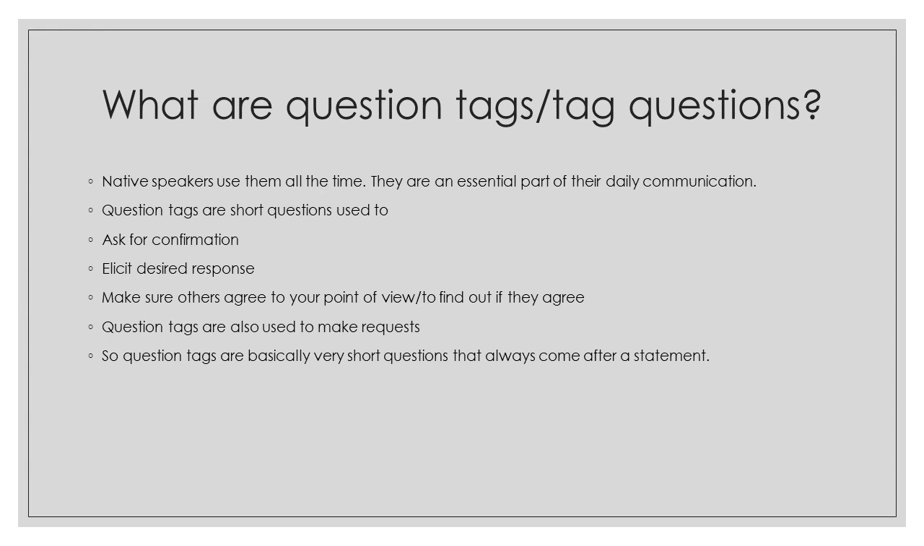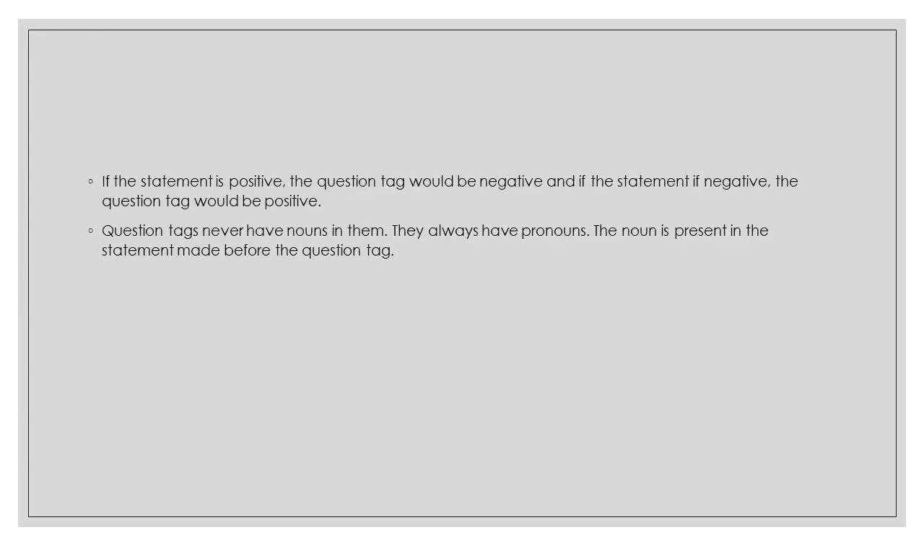So let's look at the structure. If the statement is positive, the question tag would be negative, and if the statement is negative, the question tag would be positive. If people can understand Hindi, you generally say "hai na." That is a substitute for question tags. Question tags never have nouns in them because the noun is already mentioned in the statement that has been made before. So these question tags always have pronouns, and that is why you don't find a noun. Question tags can never be formed by nouns. That is another thing to remember.